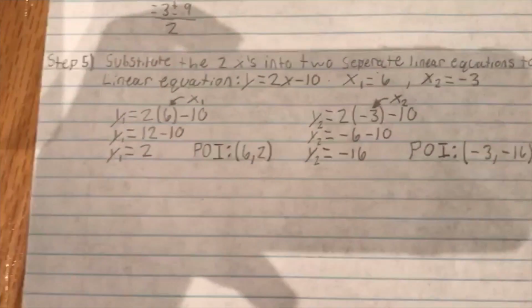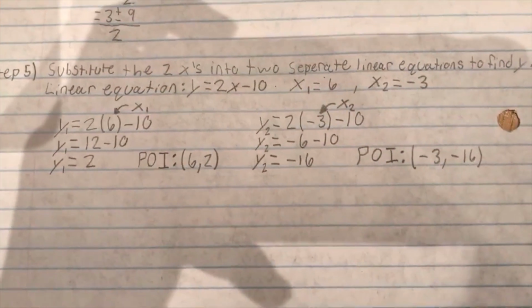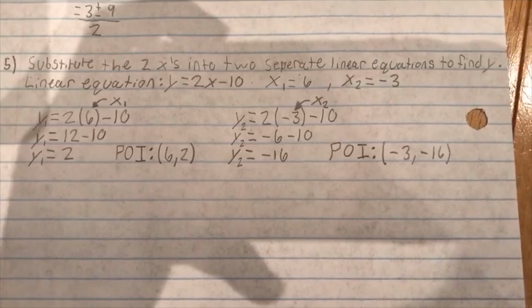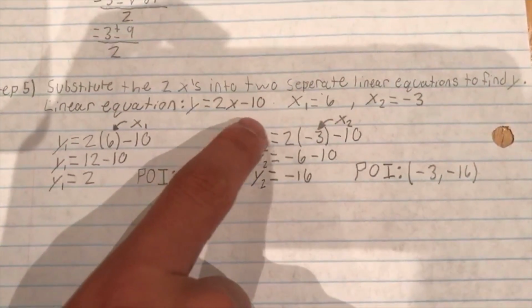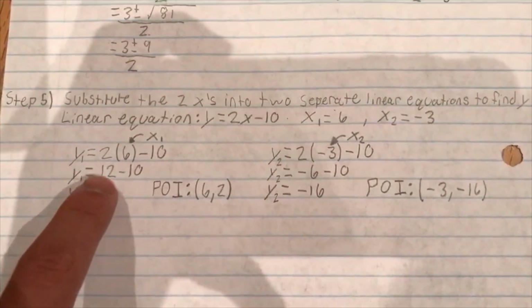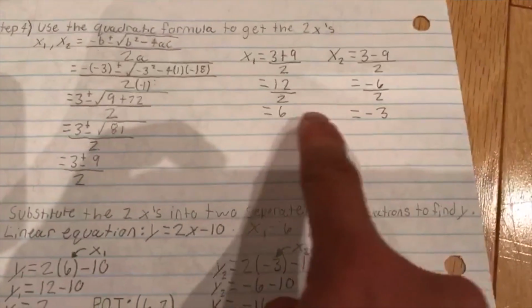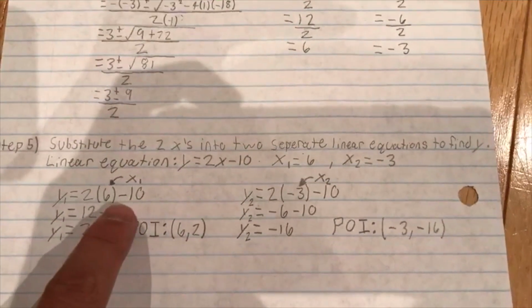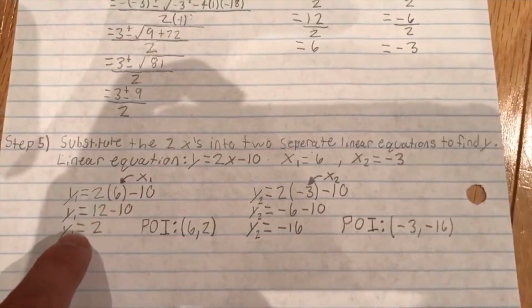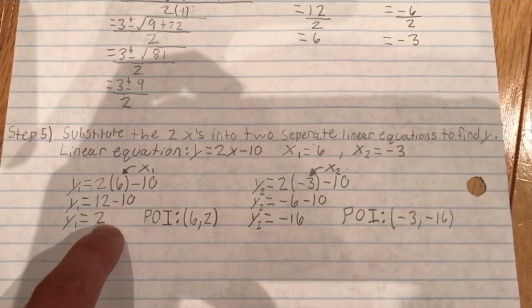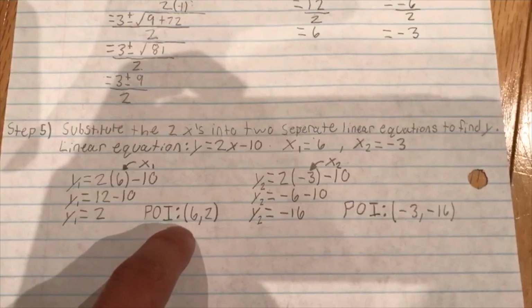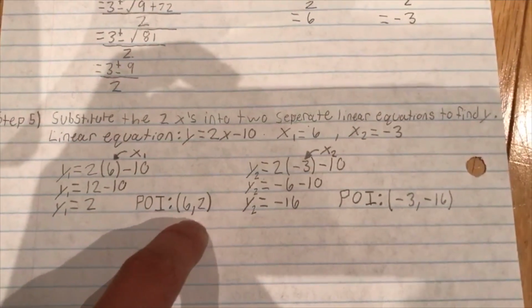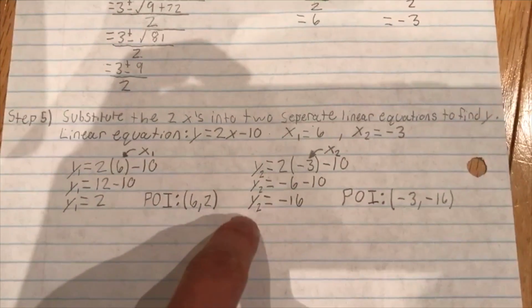So step 5 is substitute the 2 x's into 2 separate linear equations to find the y. Our linear equation initially was y equals 2x minus 10. So you use the x that we just got, 6, and you sub it into the linear equation to get our y, which is 2. So the first point of intersection is (6, 2), because the 6 is the x which we got earlier, and now we get y, which we put there.